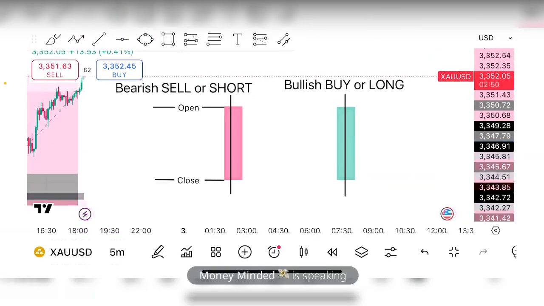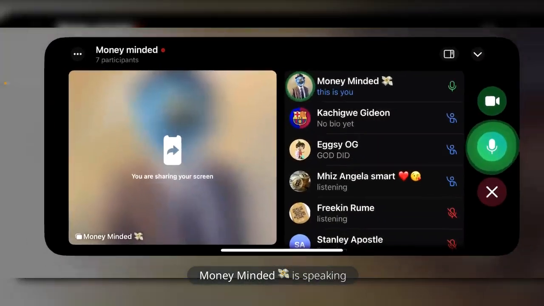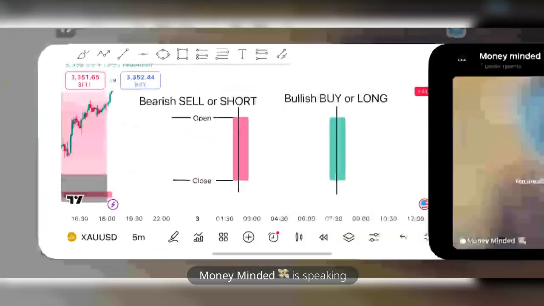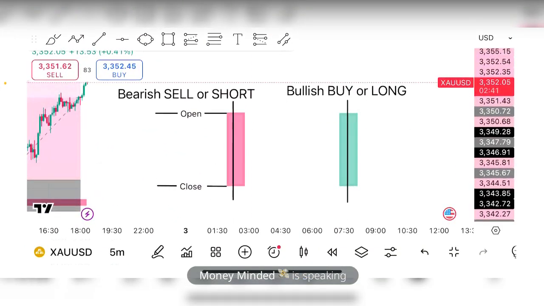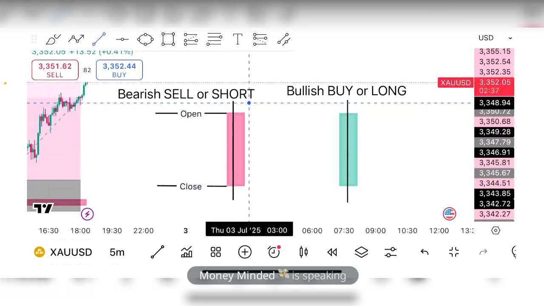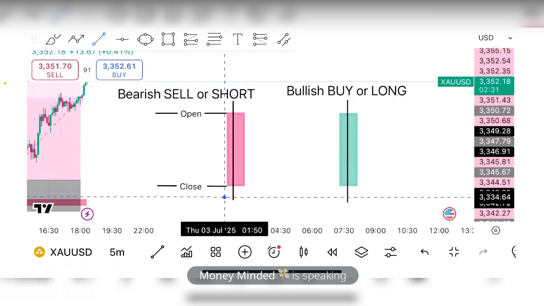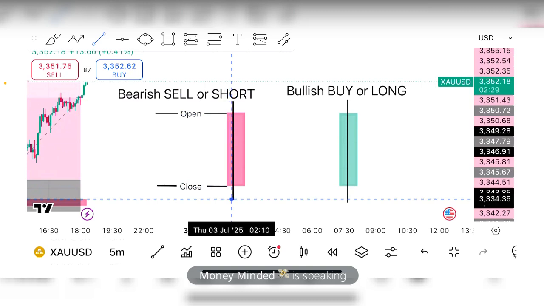So every red candle opens at the top and closes at the bottom. Let me break that down for you. When the candle opens here, this place is the highest point price got to before market close for the day, and this is the lowest point price got to before market close for the day.